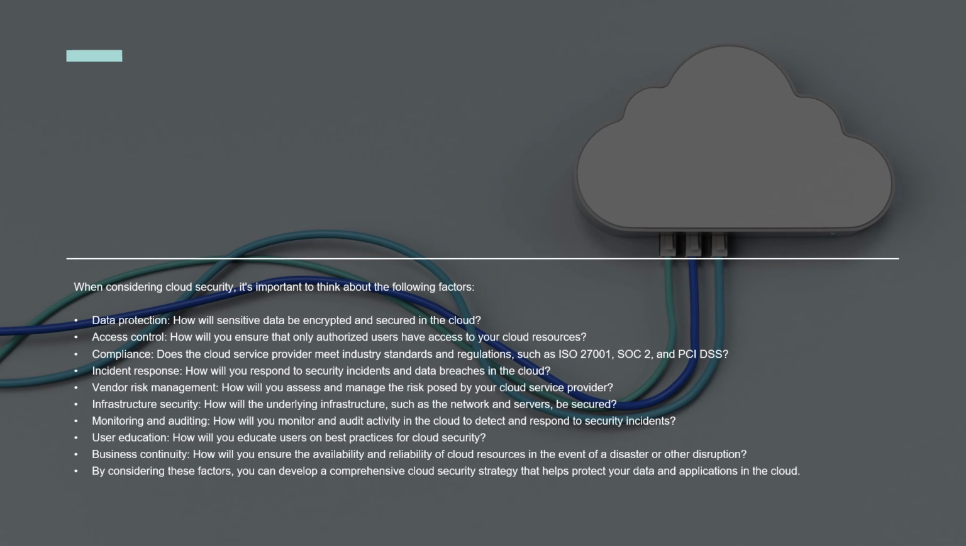Business continuity. How will you ensure the availability and reliability of cloud resources in the event of a disaster or other disruption? By considering these factors, you can develop a comprehensive cloud security strategy that helps protect your data and applications in the cloud.